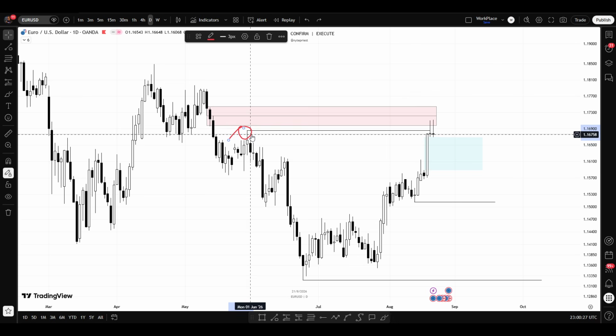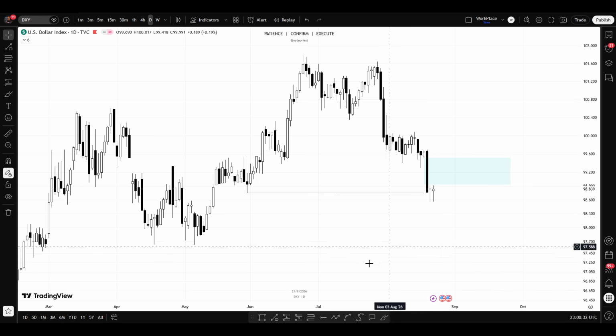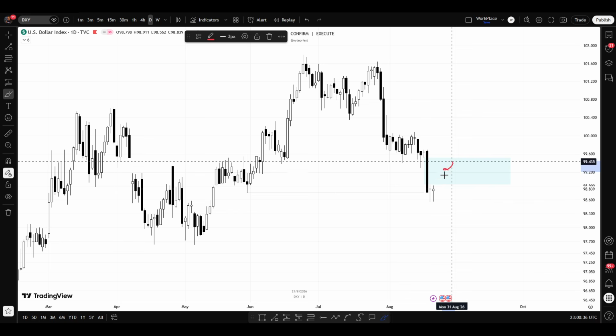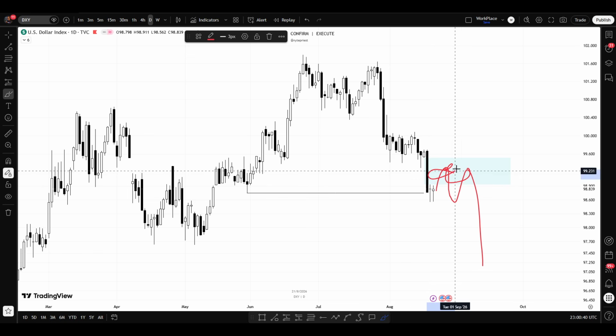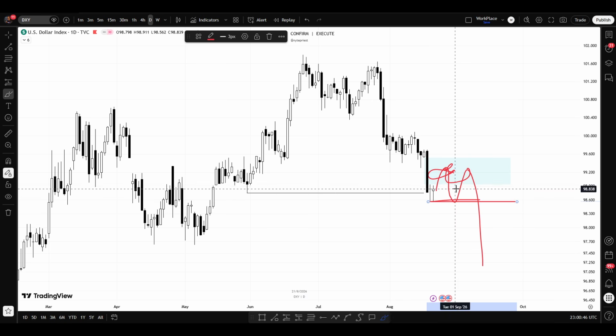So I don't have any bias on the DXY, oh, sorry, on the DXY, after mitigating this fair value gap, I'm waiting for a reversal or a continuation in this fair value gap, or tie this previous daily low and then the relevant low, and then we will trace to the upside.